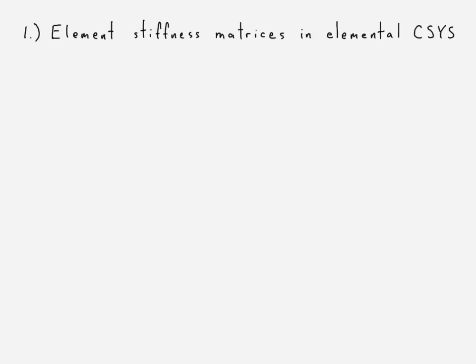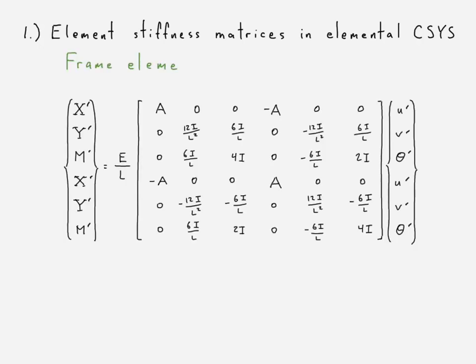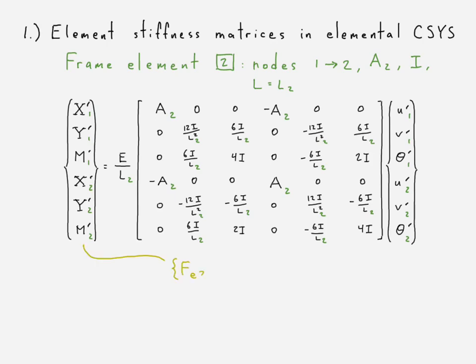All right, we're continuing, which is the first frame element, element 2. Nodes 1 to 2, we'll make some substitutions there. Area A2, some subscripts. We'll just keep that the same. Length equals L2, we'll add some more subscripts. And we're done. This is the way we write the elemental stiffness matrix equation for element 2 in the elemental coordinate system.